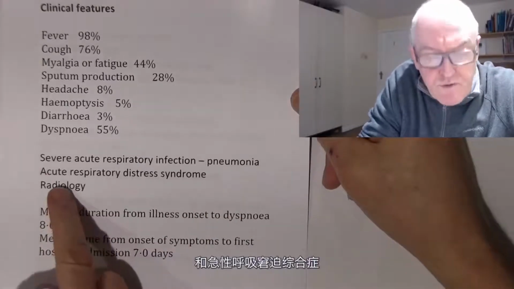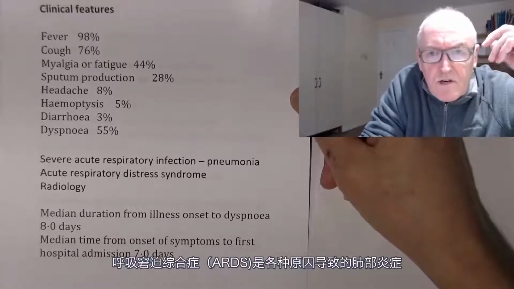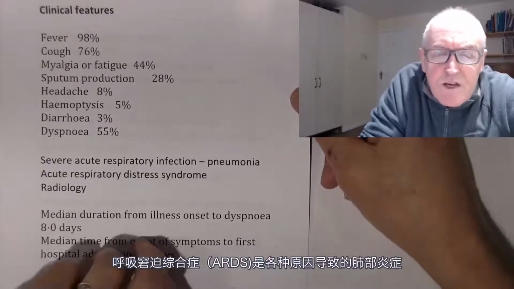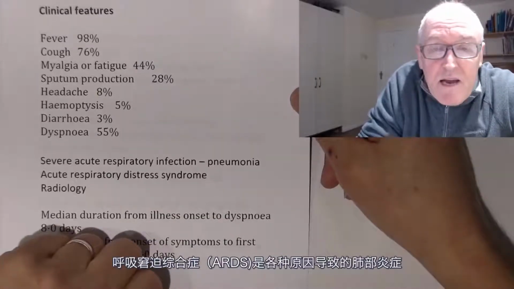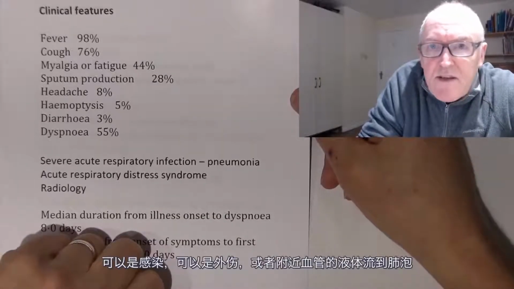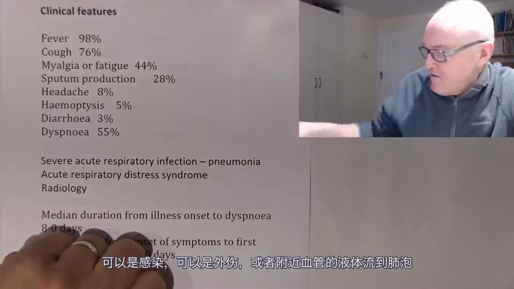And also acute respiratory distress syndrome. Now, acute respiratory distress syndrome, ARDS, occurs when the lungs become inflamed. For any reason, it can be infection, it can be injury. And the inflammation causes fluid from the nearby blood vessels to leak into the alveoli.